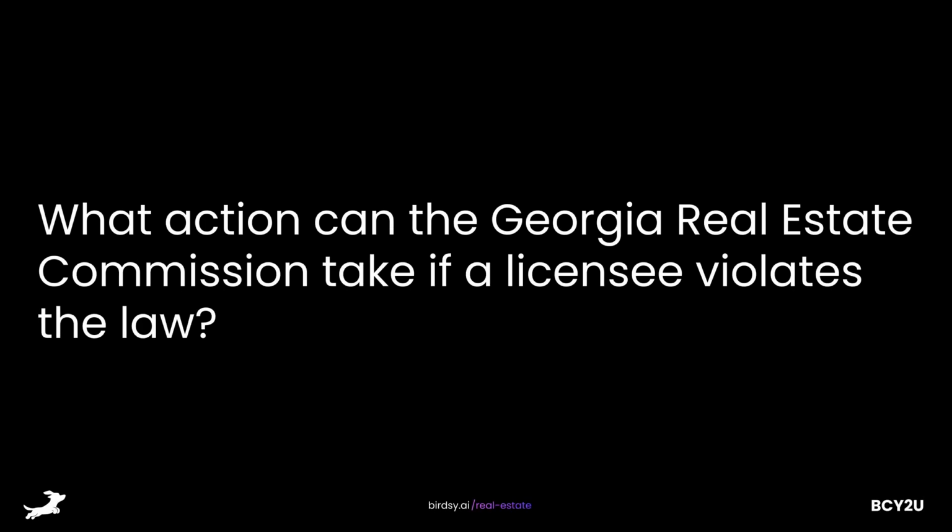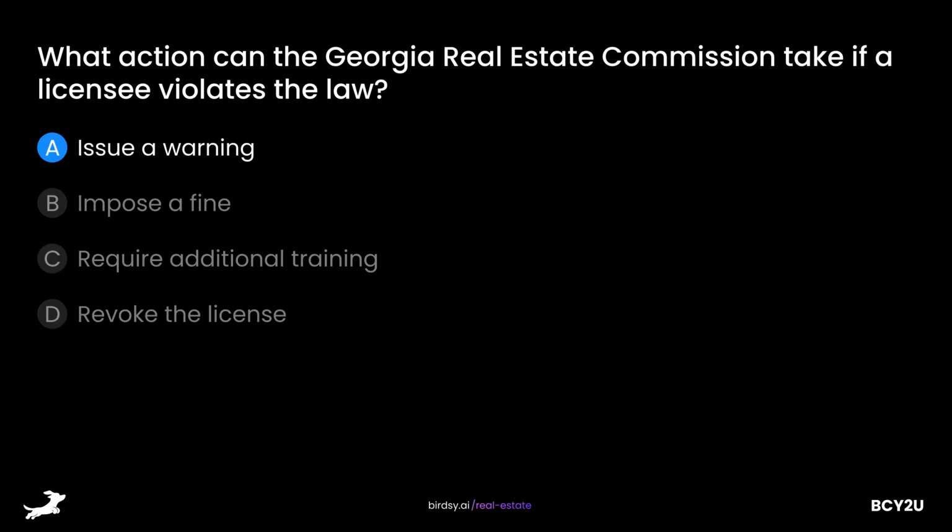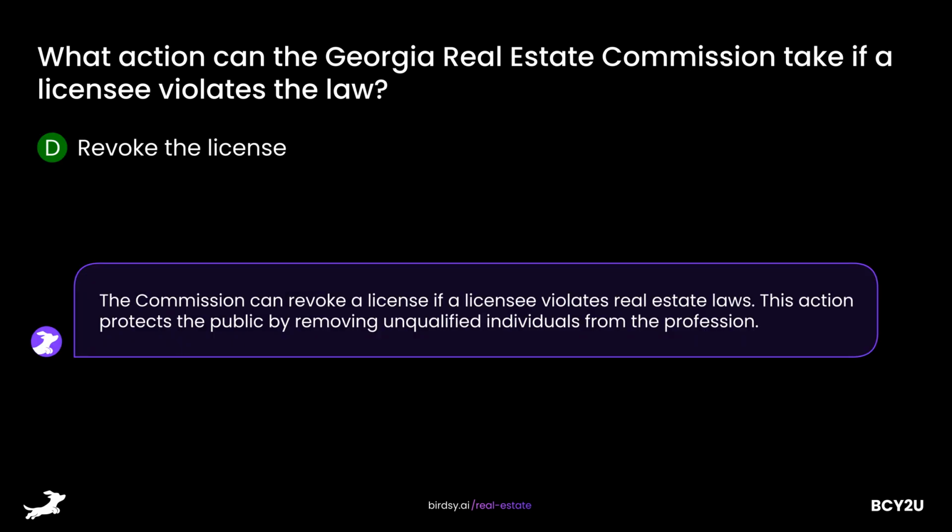What action can the Georgia Real Estate Commission take if a licensee violates the law? Is it A, issue a warning, B, impose a fine, C, require additional training, or D, revoke the license? The answer is D, revoke the license. The Commission can revoke a license if a licensee violates real estate laws. This action protects the public by removing unqualified individuals from the profession.